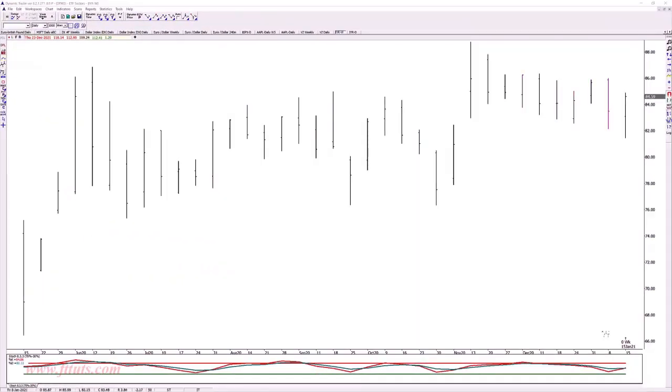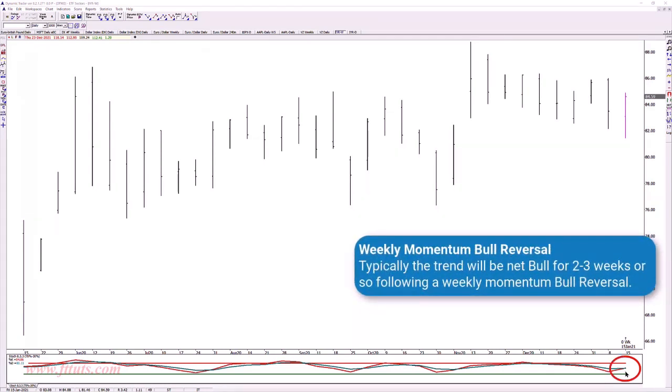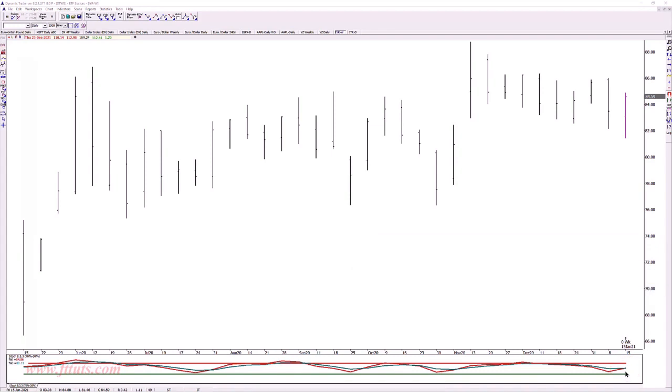So I've just gone forward a few bars on the weekly data until we got a weekly momentum bull reversal. And we did as of this last bar in the chart. So it looks like typically, at least for the last several months, if we get a weekly momentum bull reversal, it's followed by a minimum of 2 to 3 weeks of net bullish activity. So that's a great trade setup. And on the long side, we probably only want to consider long trades. This probably wouldn't be a market we'd want to short because the higher time frame trend is bullish.